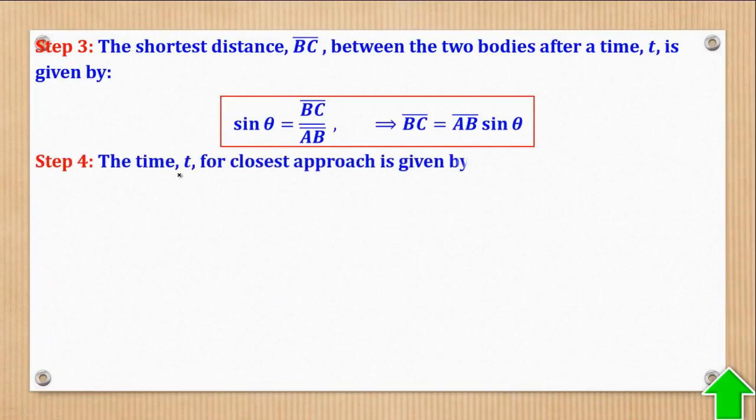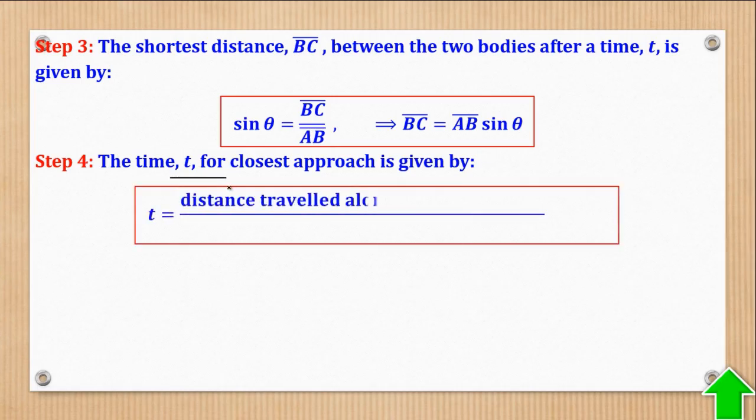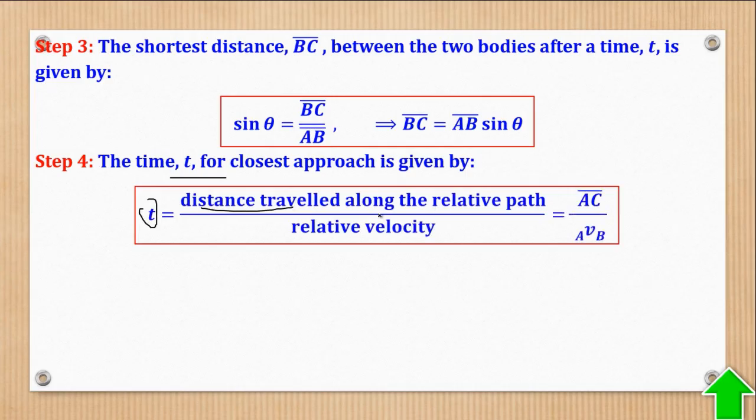Then step 4, they can also ask for the time taken for closest approach, and that will be given by the formula that time taken is equal to distance traveled along the relative path over relative velocity. So the distance will now be AC over velocity of A relative to B. So let's go back to the diagram and we see.